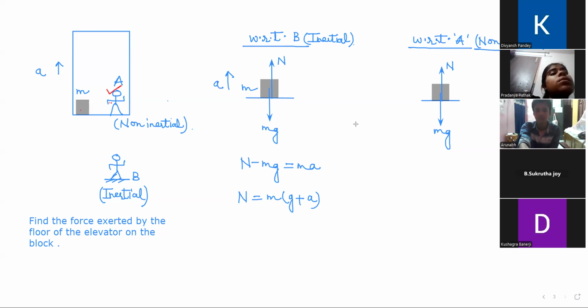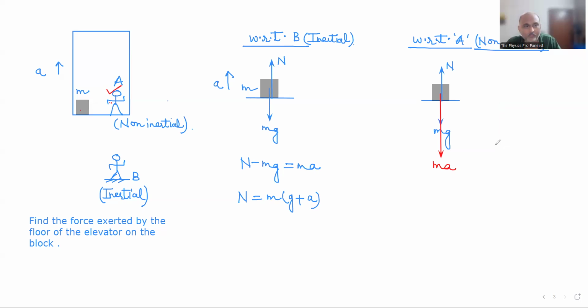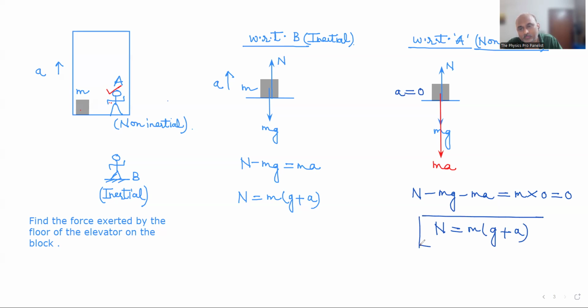सर नीचे के साथ। ऑब्वियसली नीचे। वेरी गुड। सो डाउनवर्ड्स। ठीक है, this is mass into acceleration. I hope all of you understood this. Now this object with respect to inertial frame, non-inertial frame has acceleration 0. So now if you write force equation, N minus mg minus ma is equal to mass into 0, which is 0. So from here we get N is equal to m times (g plus a). I hope this is clear to all of you.